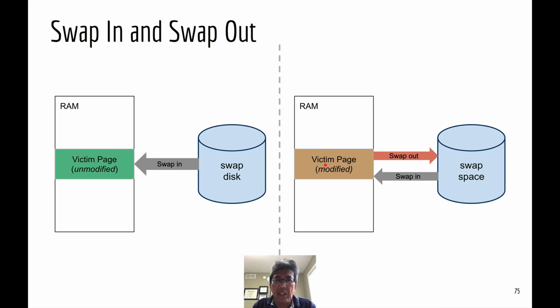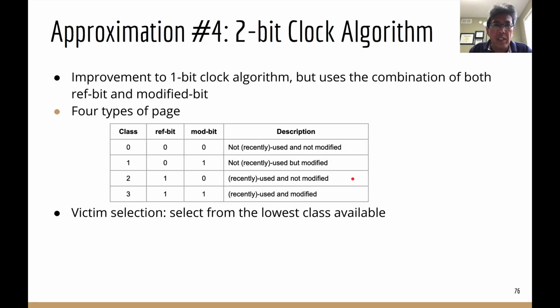So the 2-bit algorithm is basically trying to search for this type of victim first before it searches for this type of victim. This is why we call it a 2-bit clock algorithm: in addition to using the reference bit, the algorithm also looks at the modified bit of each page. We're going to call the reference bit the R bit, and the modified bit the M bit.